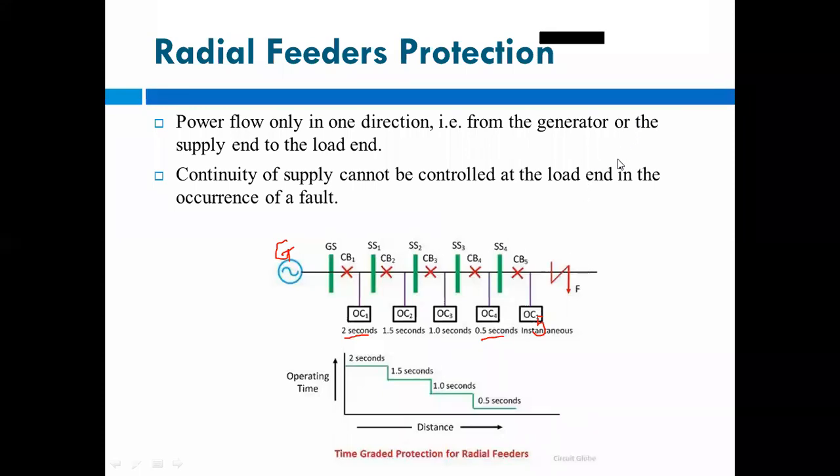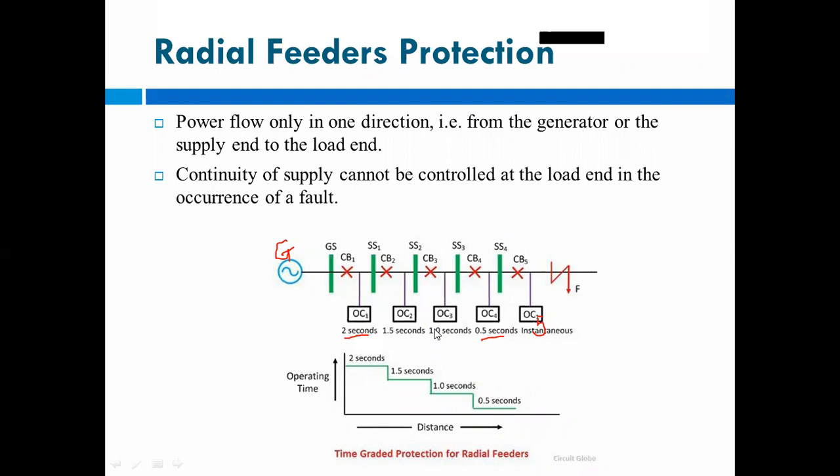Then today we'll start with a new point, that is the radial feeder protection. So what is meant by this radial feeder protection? Actually, there are three protection schemes. First is the radial feeder protection, then second is the parallel feeder protection, and third one is the ring main type feeder protection. So these are the three systems actually.